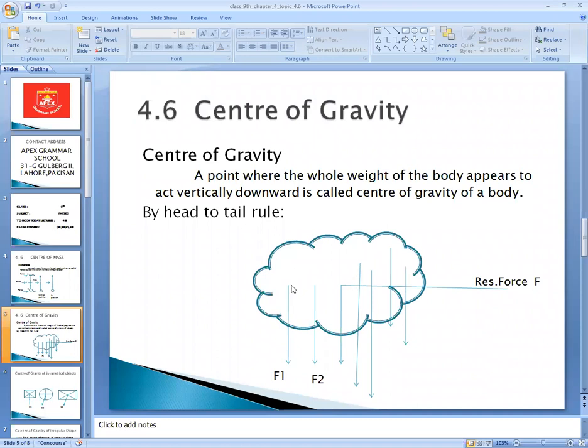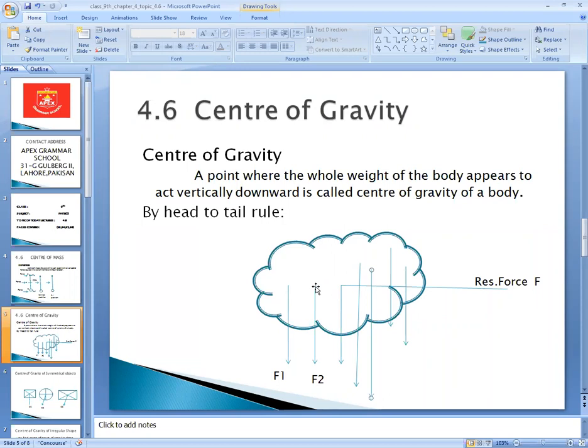Suppose this is a point, this one is a point. The weight of the body is acting downward. So the weight of this point is acting downward. Now this is another point where the weight is acting downward. There are so many points, and these are the weights of each. The forces are acting downward. These forces are actually parallel. Weight is also a force, so don't confuse force and weight, because weight is also a force.